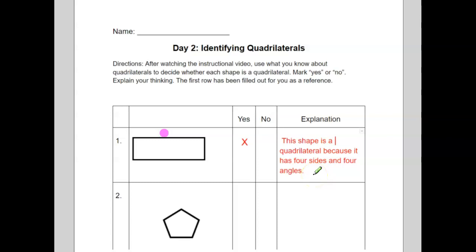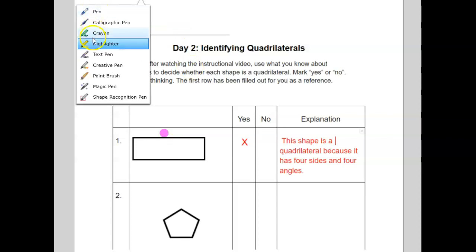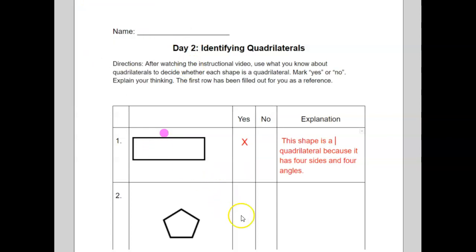Wonderful. Let's do this one together. How many sides does it have? 1, 2, 3, 4, 5. How many angles does it have? 1, 2, 3, 4, 5. Is this shape a quadrilateral? No, it is not a quadrilateral. And the reason it's not a quadrilateral is because this shape has 5 sides and 5 angles. So I would mark no, and that's what you guys are going to get to do. And when it says why, I would say this shape is not a quadrilateral. It's a pentagon because it has 5 sides and 5 angles.